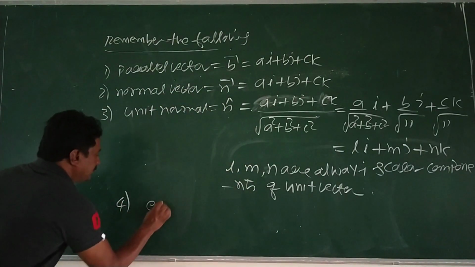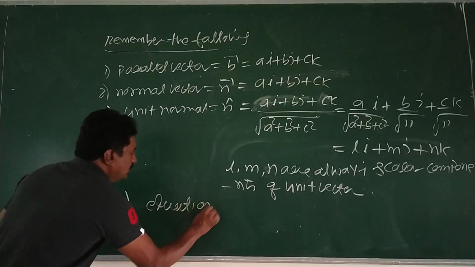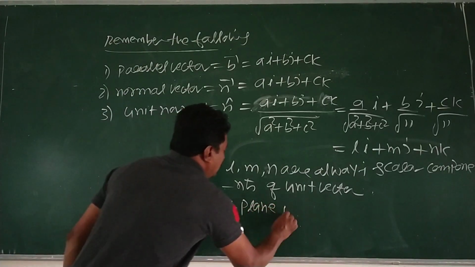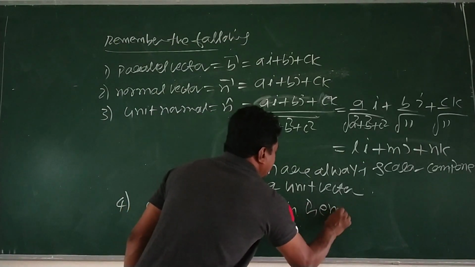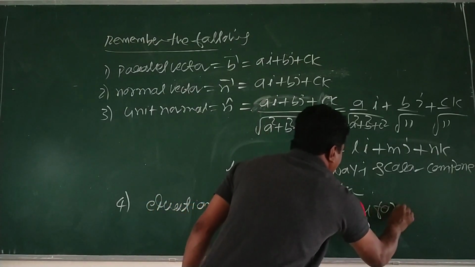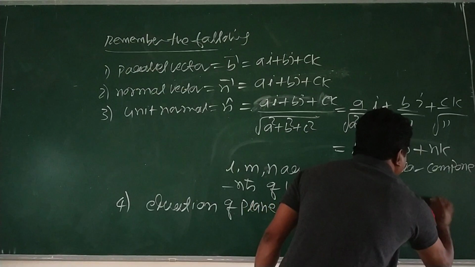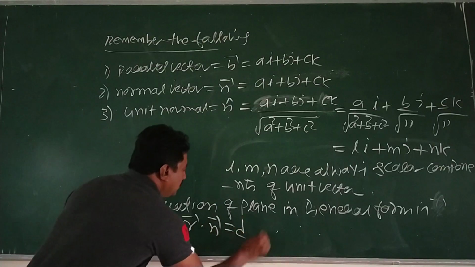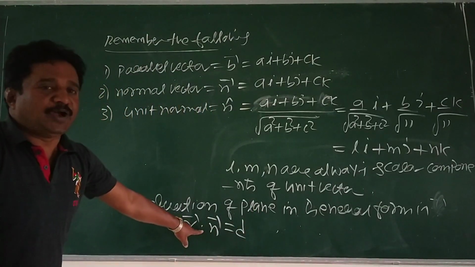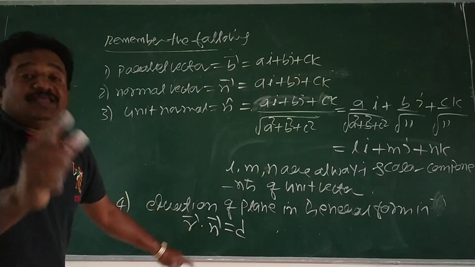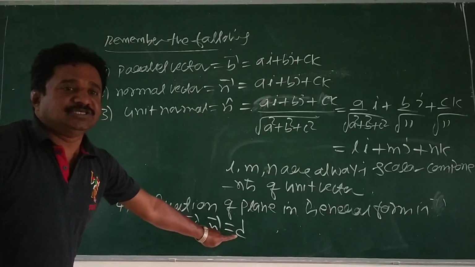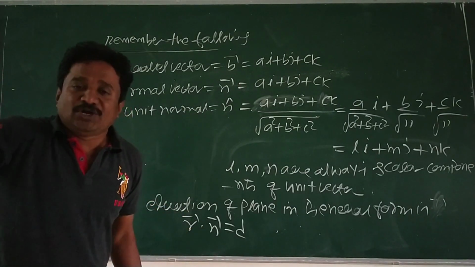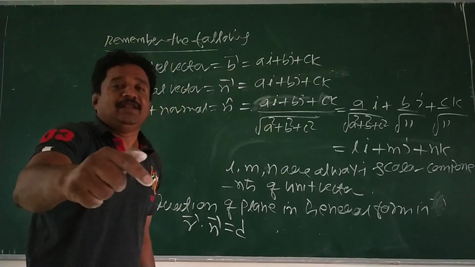Equation of plane in general form is r dot vector n is equal to d. Observe this point, students, otherwise you will get confused while solving problems. r dot vector n is equal to d. Here I am not using n cap. If I write r dot n cap is equal to d, it is the standard equation of plane.